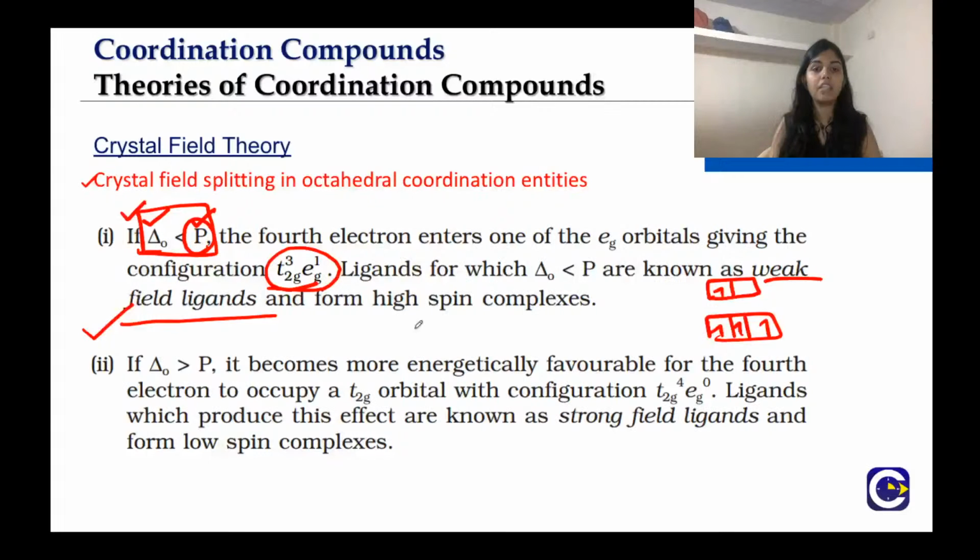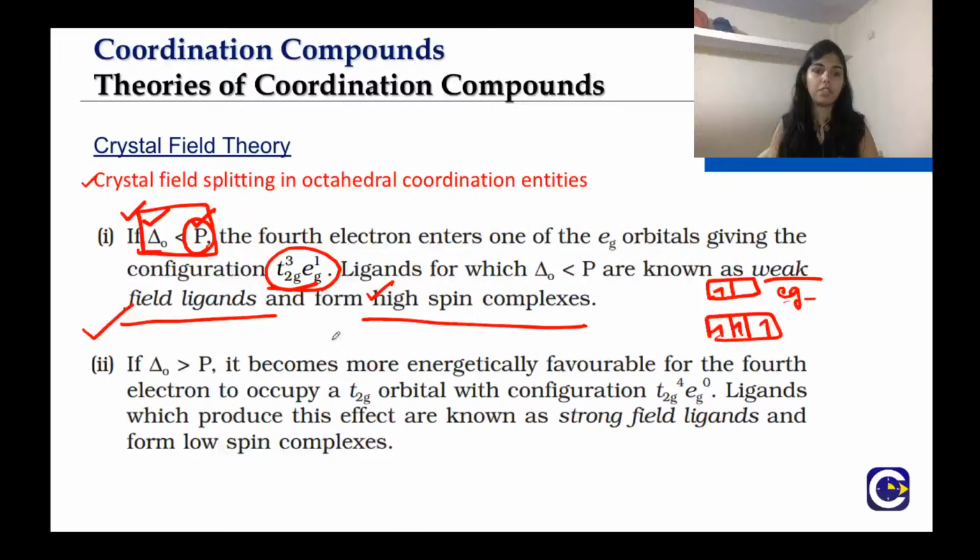Right, therefore they form high spin complex. Why they are known as high spin complex? Because the fourth electron, you can see that after T2G, Eg is being filled, right? We are not pairing T2G here, rather we are moving the electron to the higher energy level, that is Eg. That is why they are known as high spin complexes.